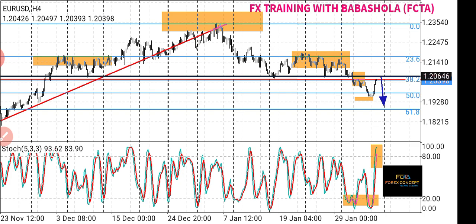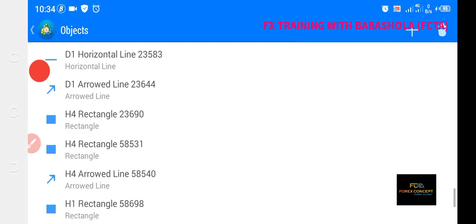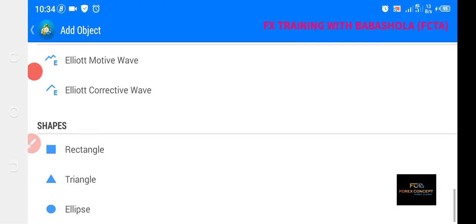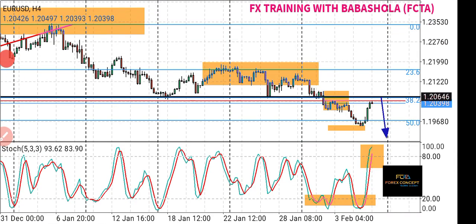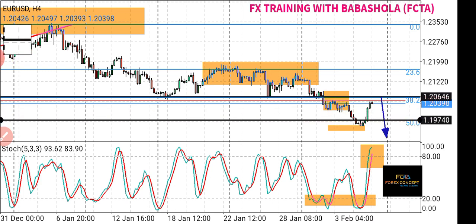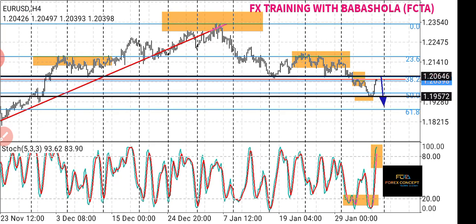Okay, however, the real battle between the bulls and the bears is at the 50 Fibonacci level and the neckline of the head and shoulder pattern. So we expect price to range for quite a while. However, the upper hand will go to the bears if they manage to break this 50% Fibonacci level. If they manage to break this 50% Fibonacci level, then the price is heading to the normal take profit level, which is the 61.8% Fibonacci level.